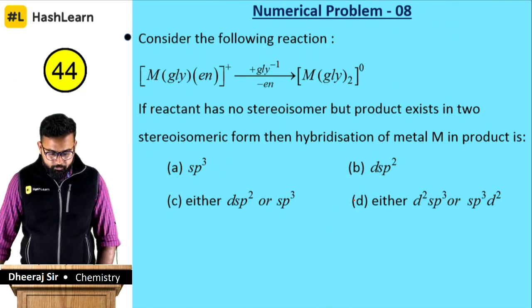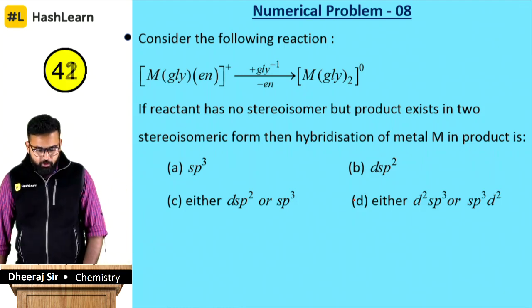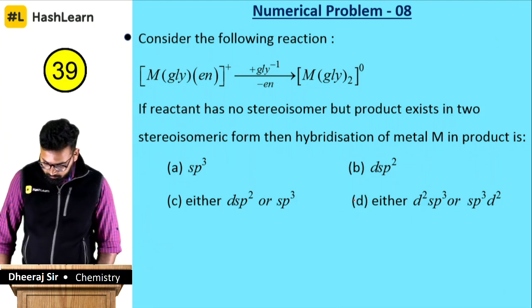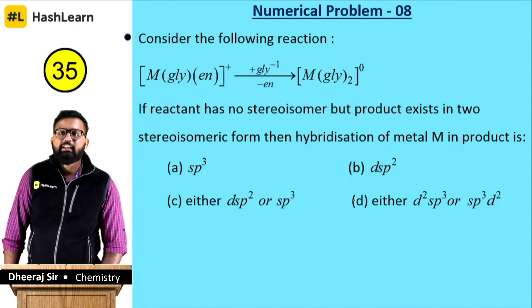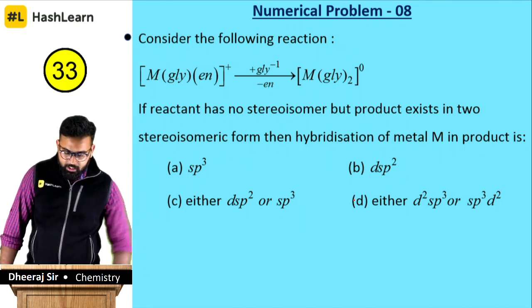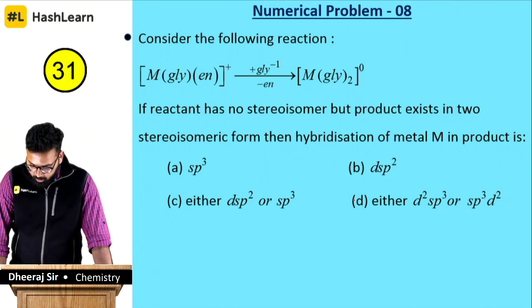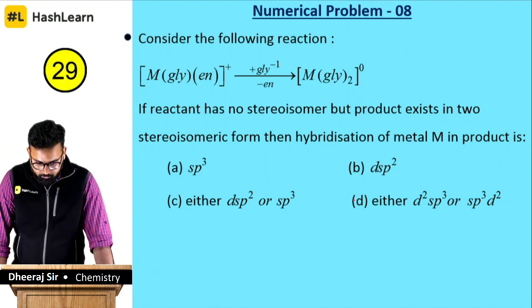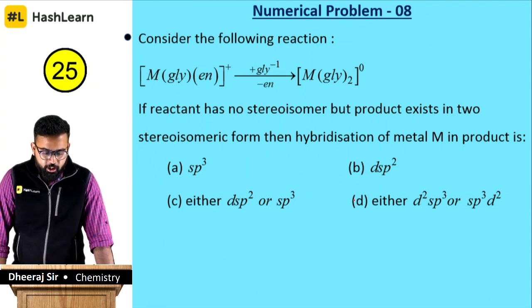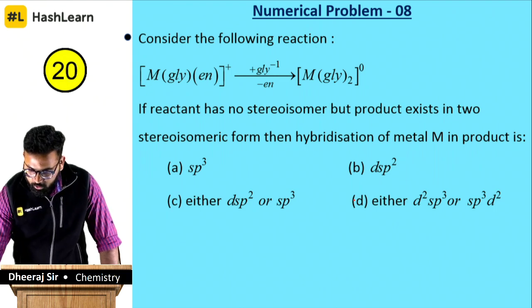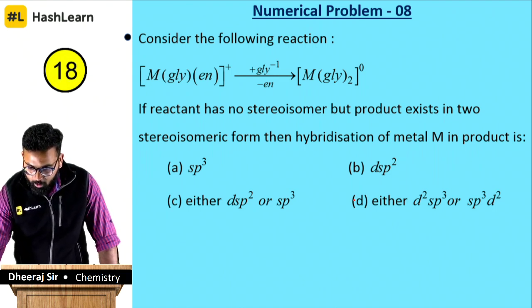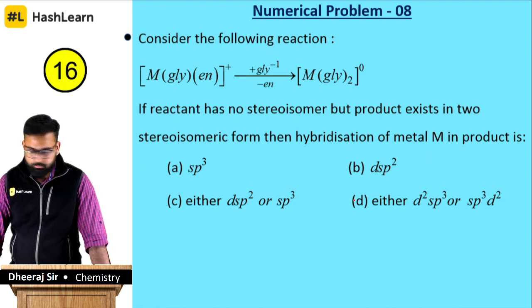8th question. Consider the following reaction. M(gly) and en. Gly stands for glycine, it's an amino acid, and en stands for ethylenediamine. If the reactant has no stereoisomer but the product exists in 2 stereoisomeric forms, then the hybridization of the metal in the product is the question.